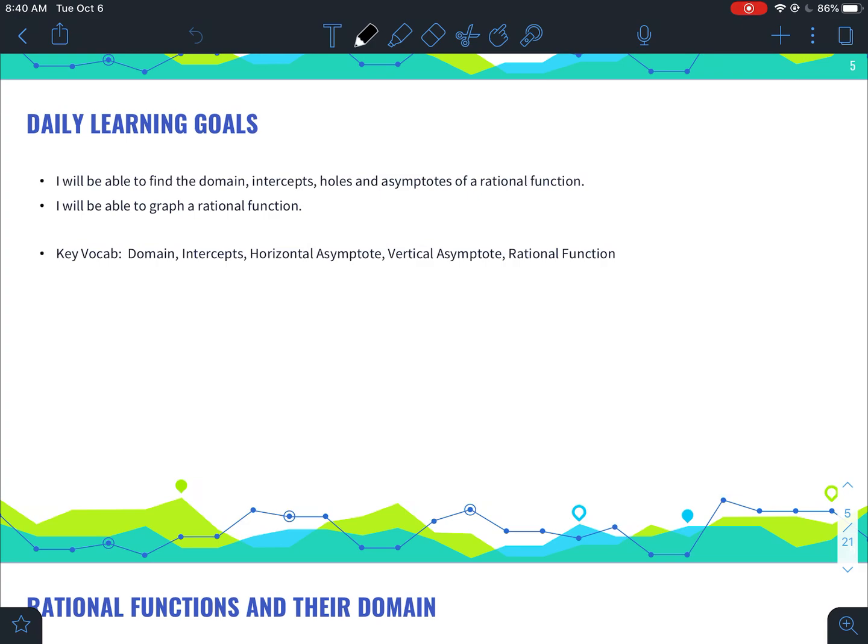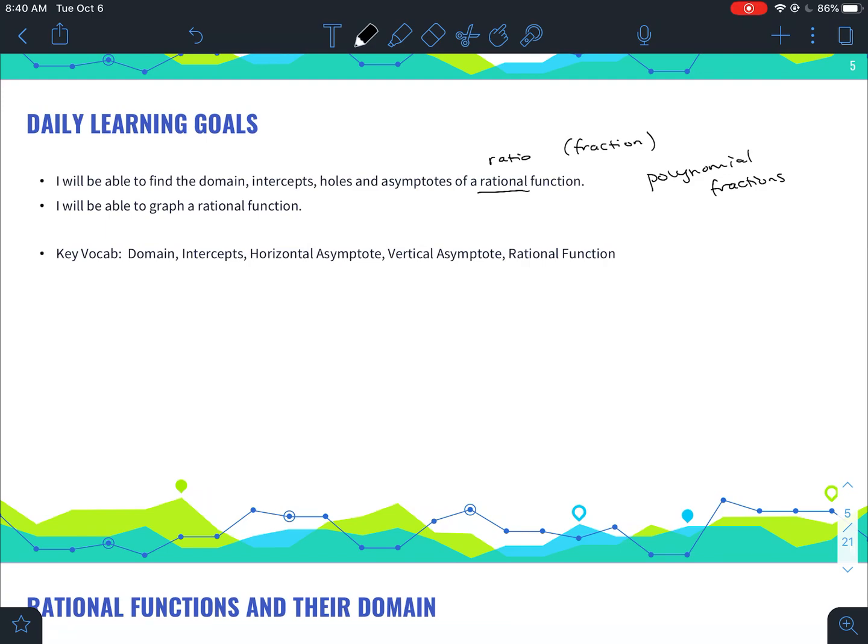So today we're going to move on from polynomial functions and talk about rational functions. Remember, the word rational has the word ratio in it, which is a comparison of two numbers, or a fraction. So rational functions are like polynomial fractions: you have a polynomial in the numerator and a polynomial in the denominator.